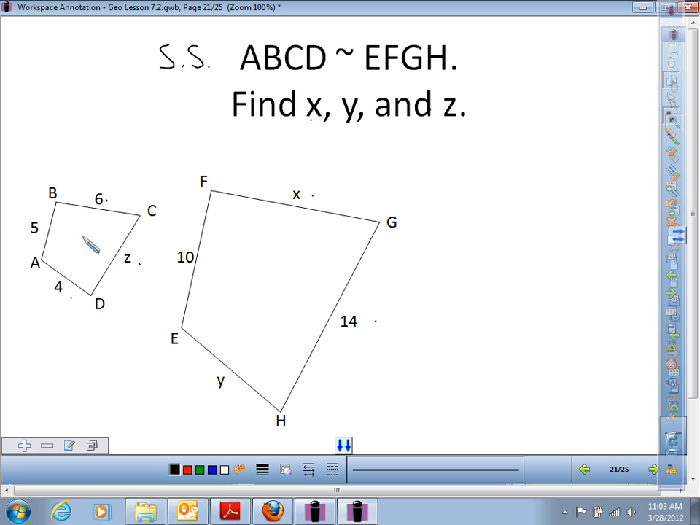4y. 5 and 10. Bingo. There we go. So what we're going to do, we're going to start our statement of proportionality with 5 over 10. Now notice I put the smaller side on top. Now the next one, let's do x.